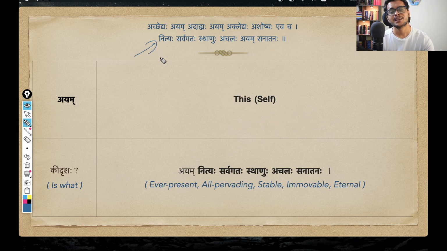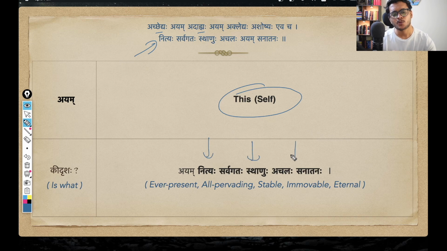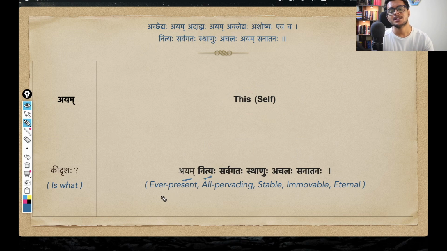And now with the second line, Krishna is again restating the nature of the self. So basically he is summing up all the different points that he has already spoken on in the previous shlokas. But anyways, let's go through them. Krishna is saying that this self is Nitya. Nitya means ever present. It's always present, Shashvataha.